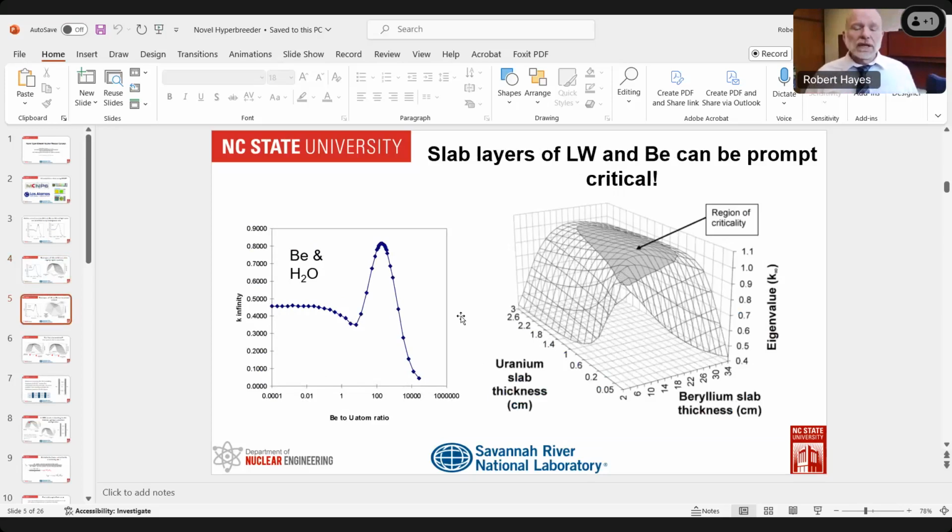You do the same thing with beryllium and something magical happens. You see here on the left, the infinite case where I have homogeneous beryllium and water, and I can barely get up above 0.8 in terms of my K infinity. But if I play that same trick of having slabs of beryllium and natural uranium, then there's a region of the uranium slab thickness and the beryllium slab thickness where I go way up above a K effective or K infinity of unity. In fact, I can get up to a place where it can be prompt critical. I can get up to about 1.09 in terms of the K effective. And there's a range of uranium and beryllium slab thicknesses where that will occur.